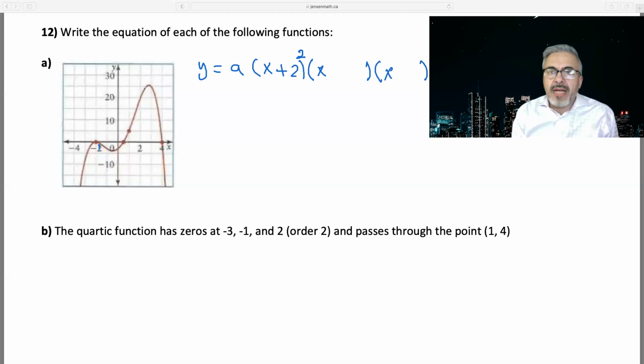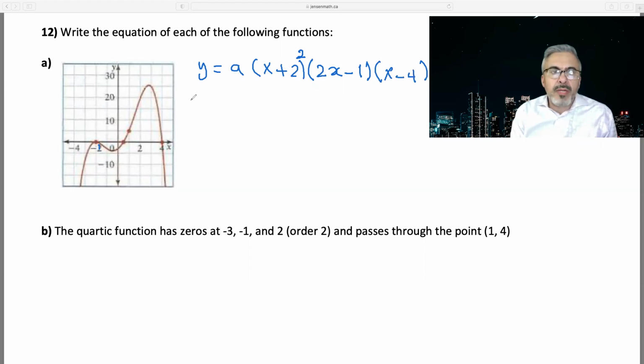As a matter of fact, it's going to be 2x minus 1, because the root there, or the 0, or the x-intercept is 1/2. So you go x minus 1/2, and instead of having the 2 on the bottom, just put it in front of the x, and that's 2x minus 1 right there. And then the last 0 is x minus 4.